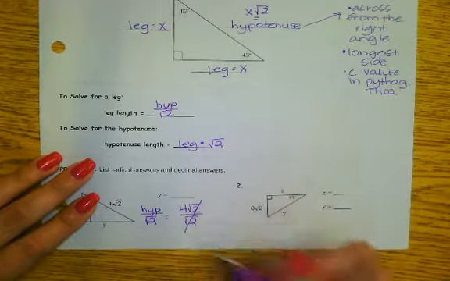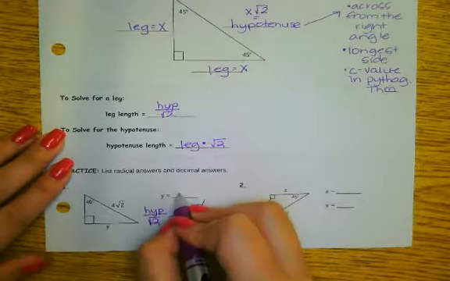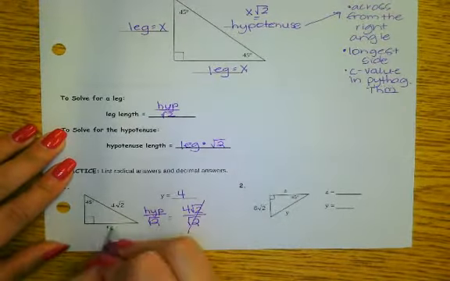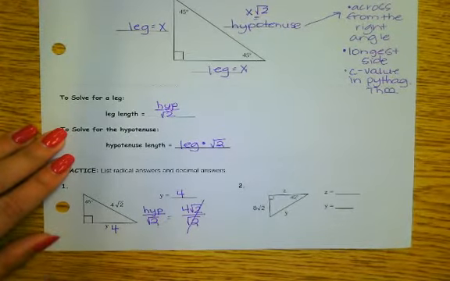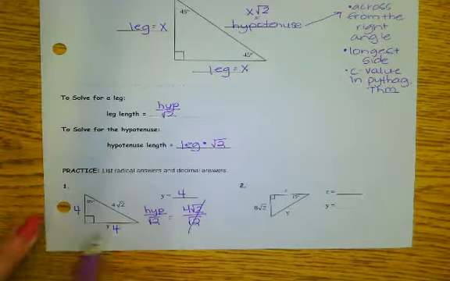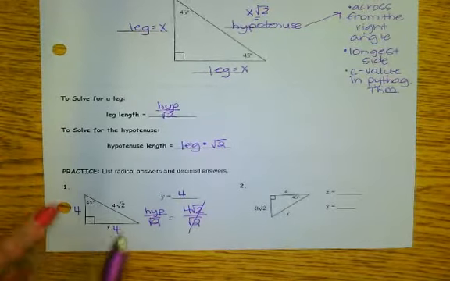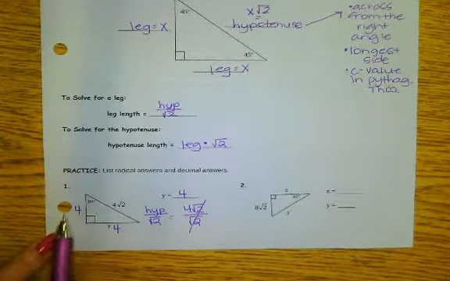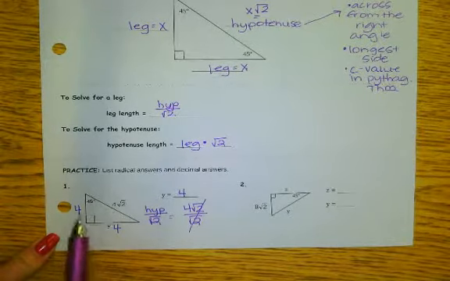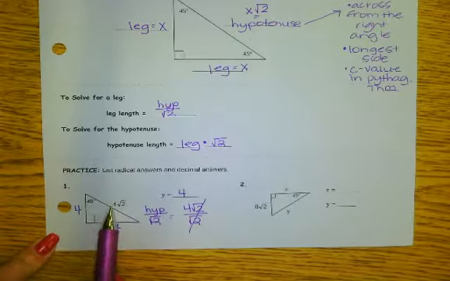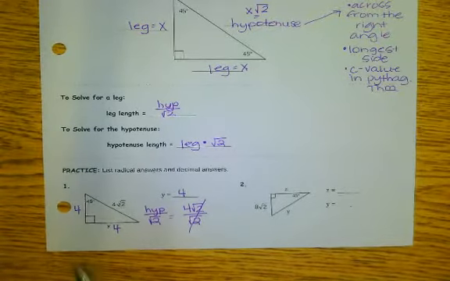If this leg's 4, what's this leg? 4. So remember, it's X, X, so your legs are always congruent. X, X, X radical 2. So 4, 4, 4 radical 2. Okay, and notice that sometimes your pictures aren't always drawn to scale. This side does appear longer, but it is 4, 4, 4 radical 2.